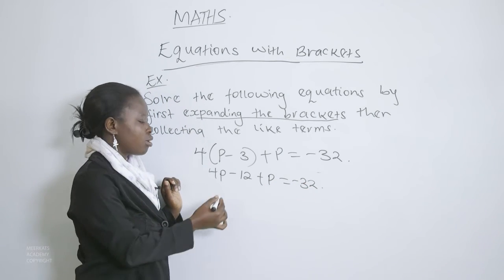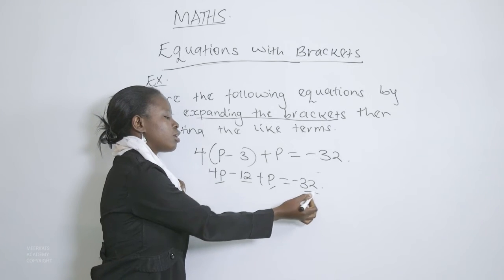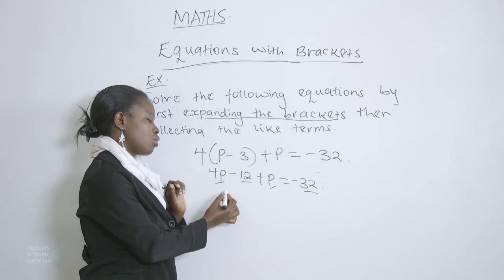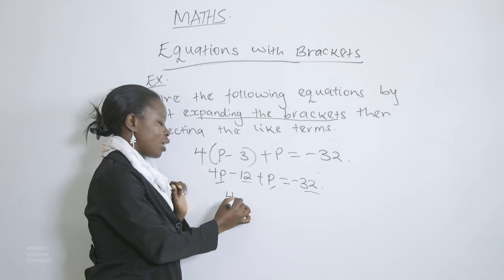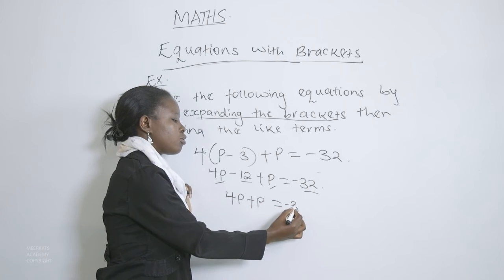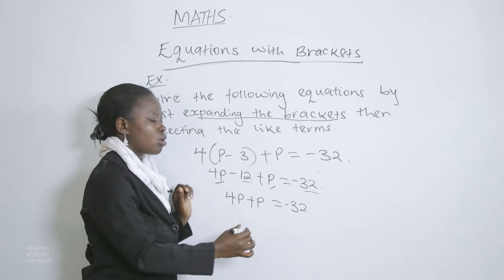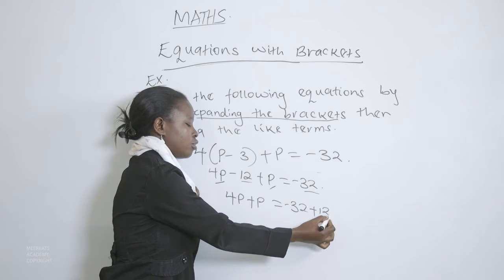Our like terms, 4p and p are like terms, then negative 12 and negative 32. So we collect the like terms so that I have 4p plus p will be equal to negative 32. This is negative 12. When it crosses the equal sign, it becomes plus 12.